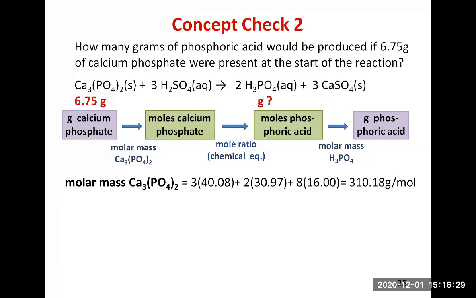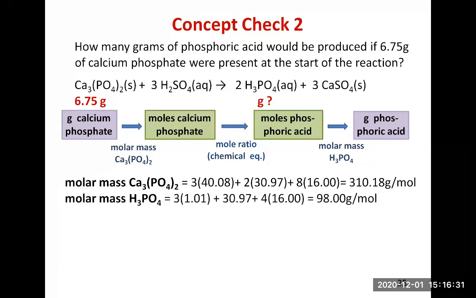We also need the molar mass of phosphoric acid. Phosphoric acid is H3PO4, so you take 3 times the molar mass of hydrogen, 3 times 1.01, plus 1 times the molar mass of phosphorus, 30.97, plus 4 times the molar mass of oxygen, 16.00. You add all of this together and it's 98.00 grams per mole.